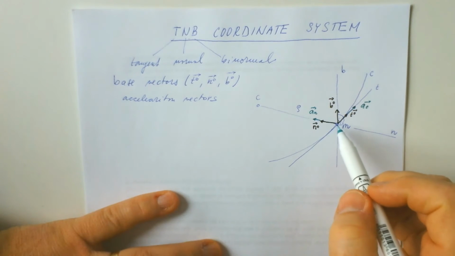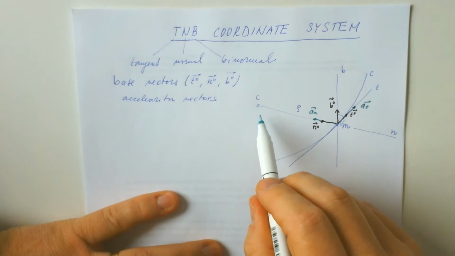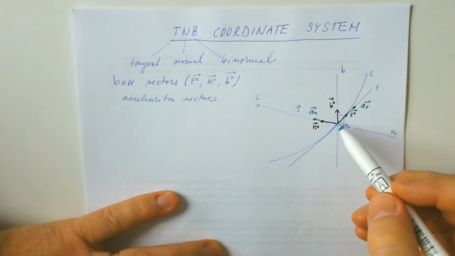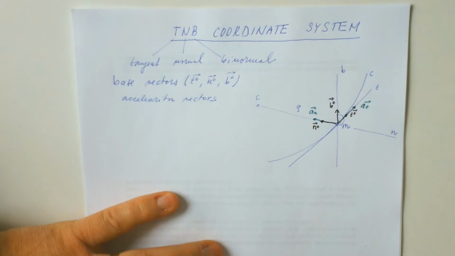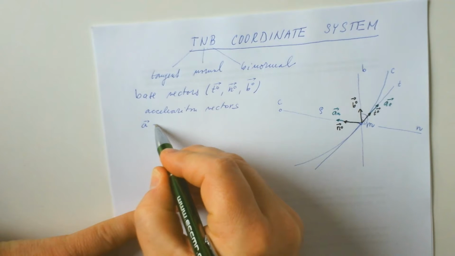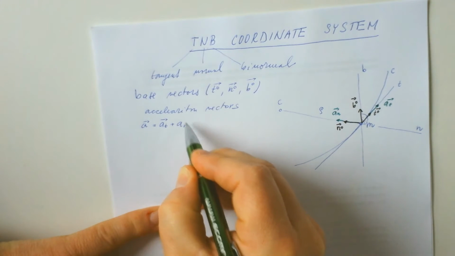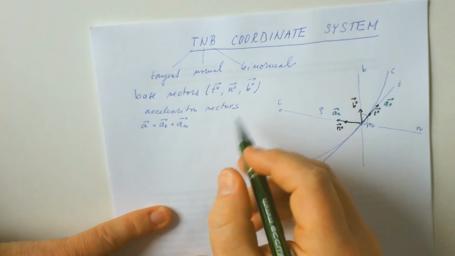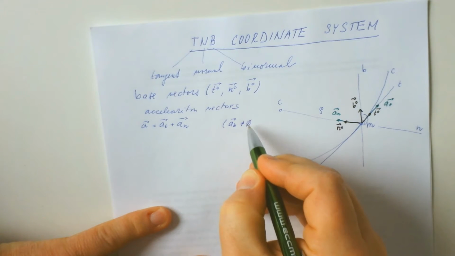This coordinate system, this is the only one which is moving with particle. And this system is designed in this way that in binormal there is no acceleration. So total acceleration consists of tangent and normal component. Binormal acceleration doesn't exist.